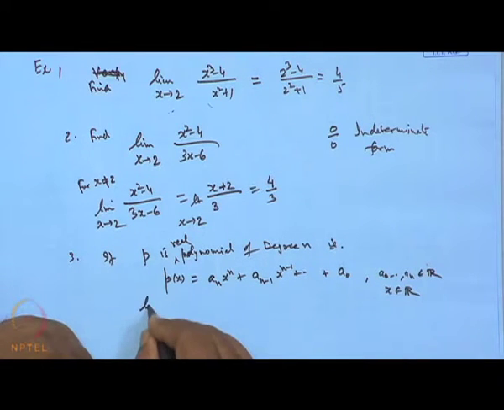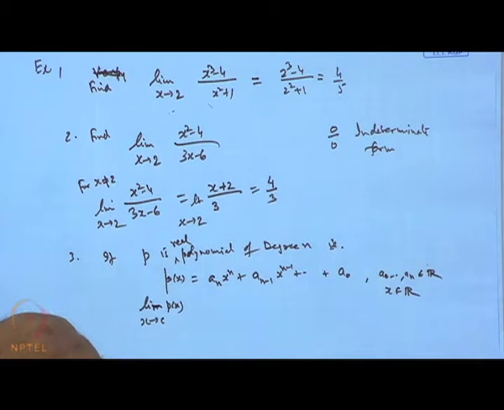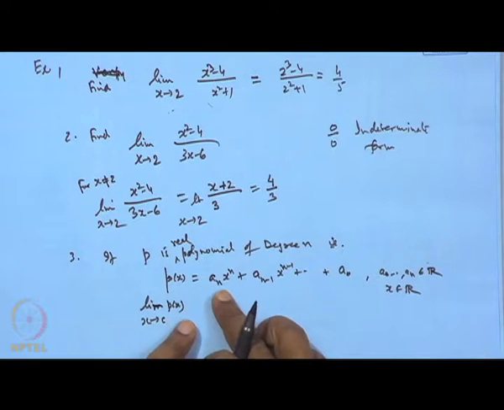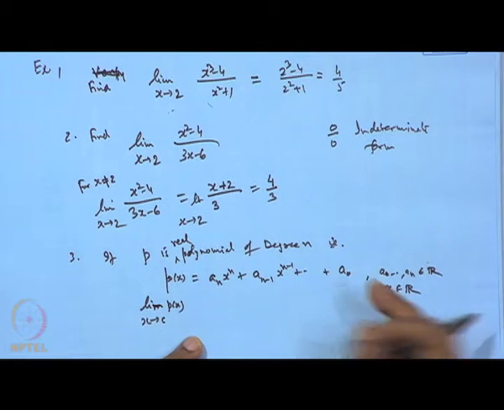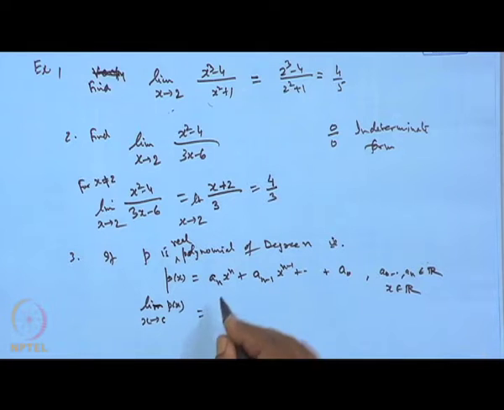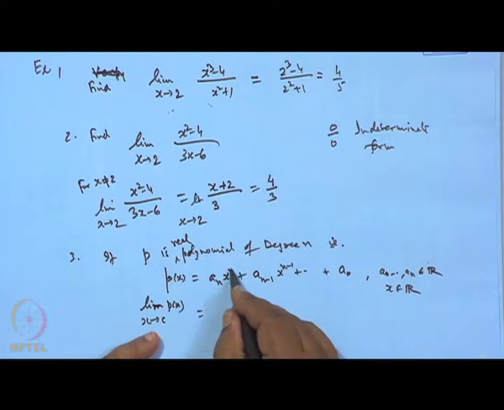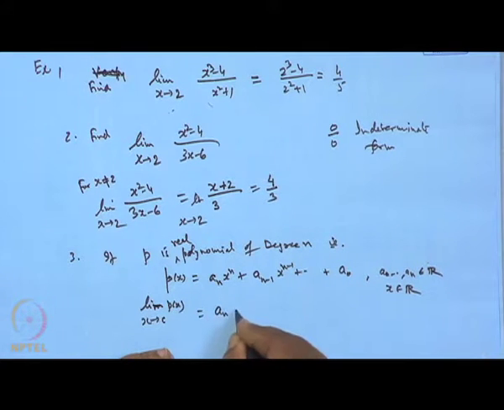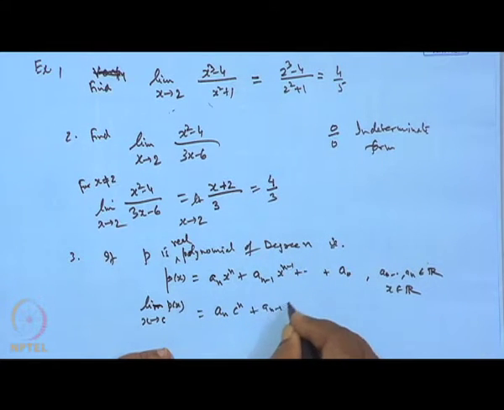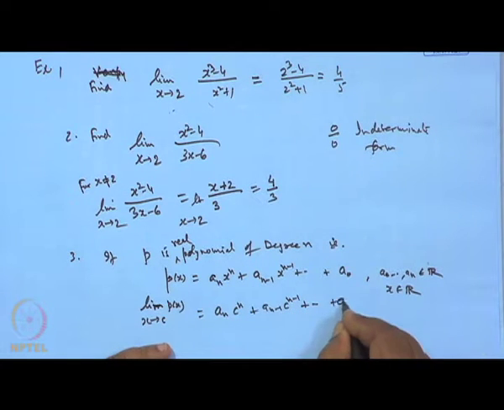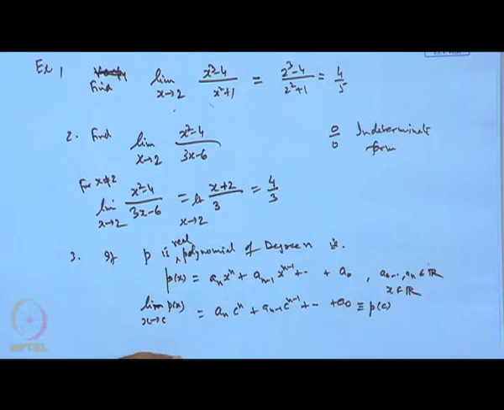If we are interested in computing the limit of this p(x) when x tends to c, then obviously it is a sum of these functions, because each one is a function. So, when you take the limit of this as x tends to c, then x to the power n will go to c to the power n. So, it will come out to be a_n c to the power n plus a_(n-1) c to the power n minus 1 plus ... plus a_0, which is equivalent to the polynomial p at the point c, a constant p(c). So, the limit of the polynomial p(x) when x tends to c is this.